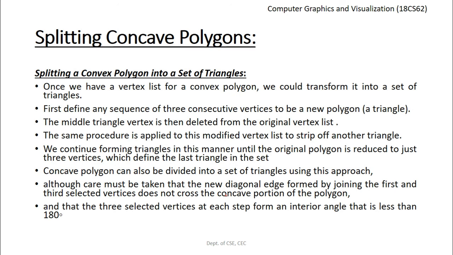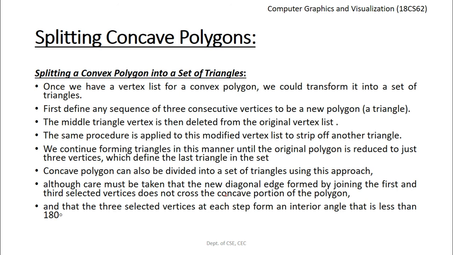So in this particular method, we define a sequence of three consecutive vertices in a polygon to form a triangle. Then the middle vertex of that triangle is deleted from the original vertex list. The same procedure is applied: the remaining vertices are used to form the next triangle, and the middle vertex is deleted. We repeat it until only the last set of three vertices is left. That is how we split a given convex polygon into a set of triangles.